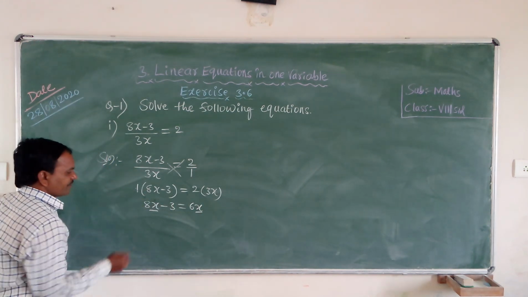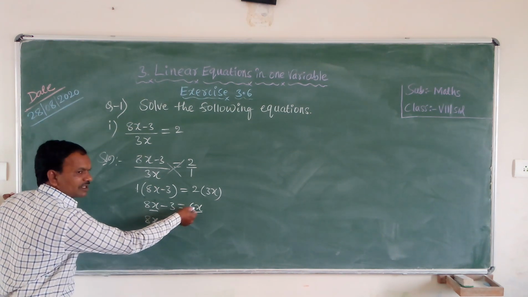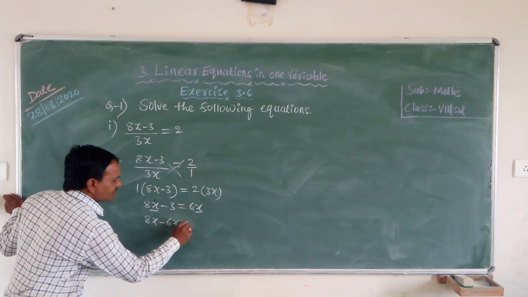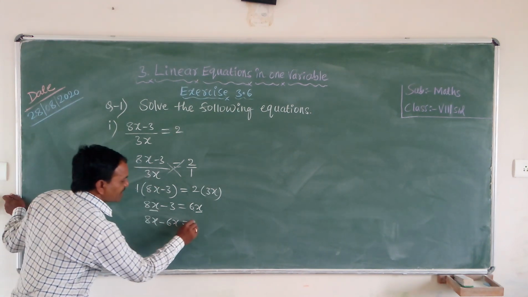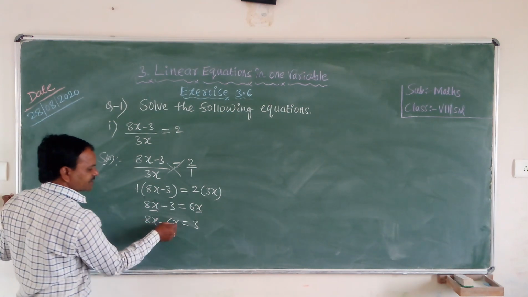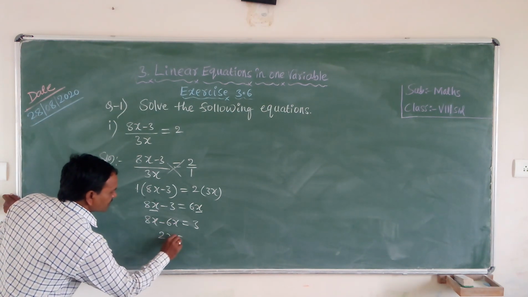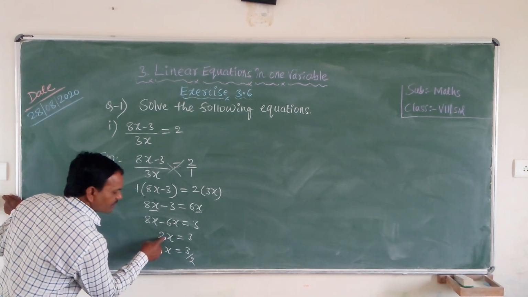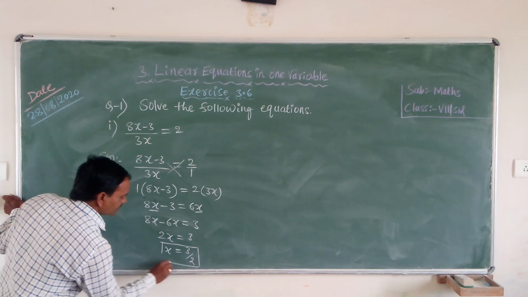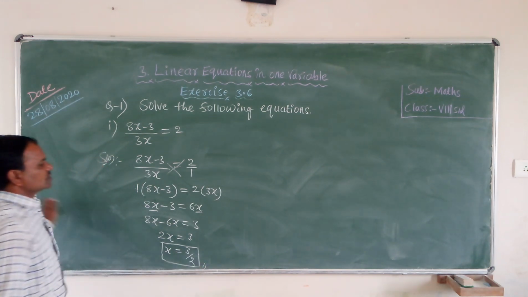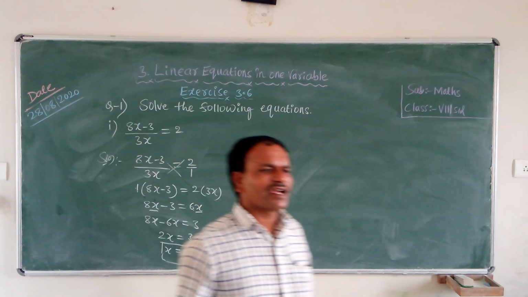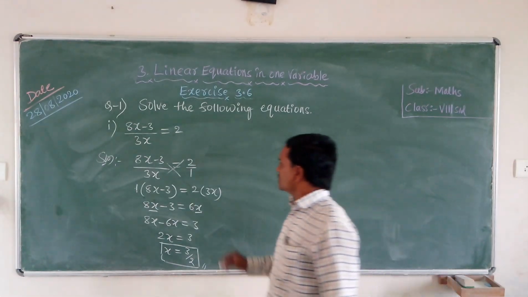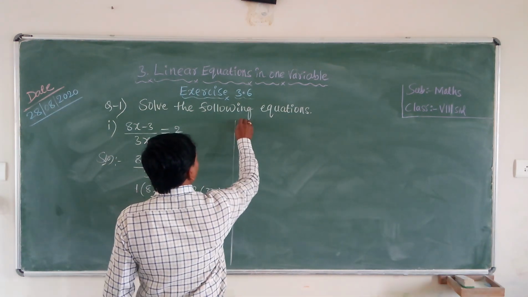Take x to one side. 8x transferred from RHS to LHS becomes minus 6x, minus 3 on the other side, transferred to the RHS becomes plus 3. So 8x minus 6x, 2x is equal to 3. Then x is equal to 3 by 2; multiplied becomes divided. So this is the answer. Like this we have to solve the equation. Very simple, mathematics is very simple. Understood my students? Next, the second one.